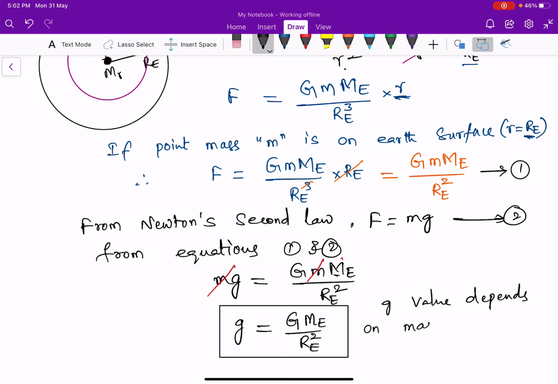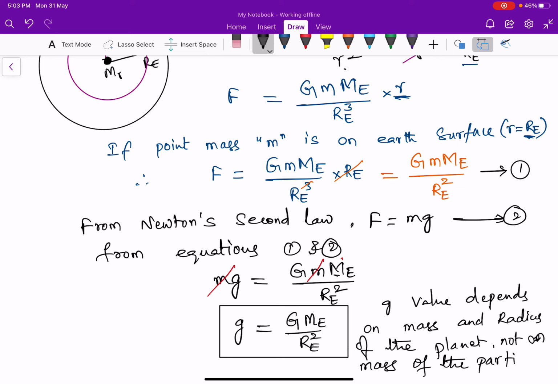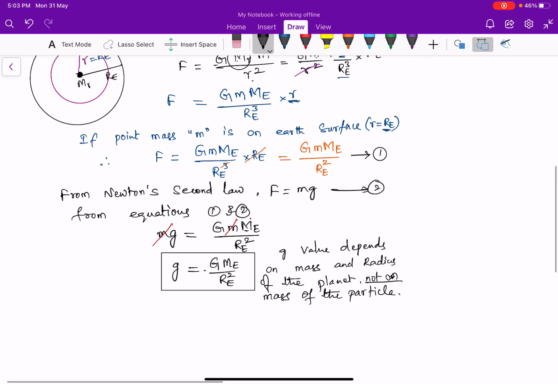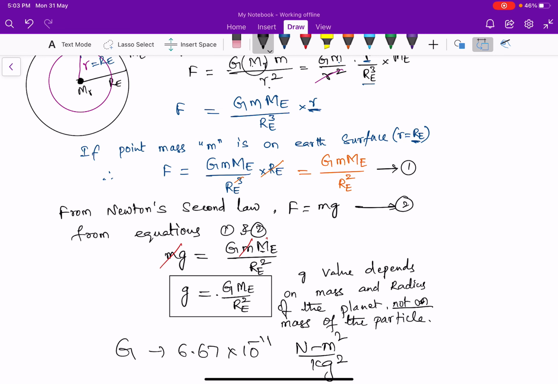depends on mass and radius of the planet, not on mass of the particle. It only depends on mass and radius of the planet, not on mass of the particle. Okay, capital G is nothing but the universal gravitational constant. Here G value is nothing but 6.67 into 10 to the power of minus 11 Newton meter square per kg square. I have given this value already in the last class. So the acceleration due to gravity on the surface of the earth is equal to G Me by Re square.